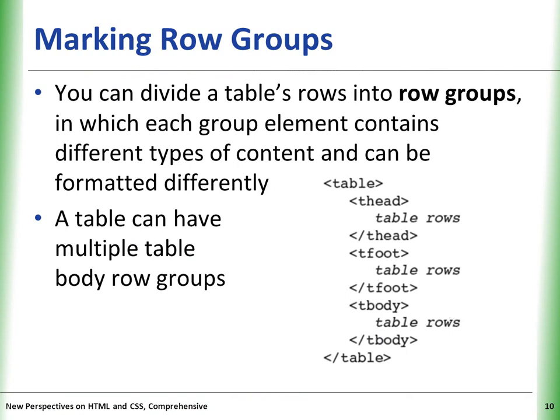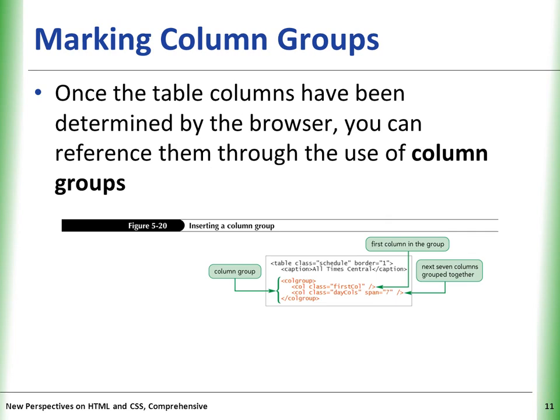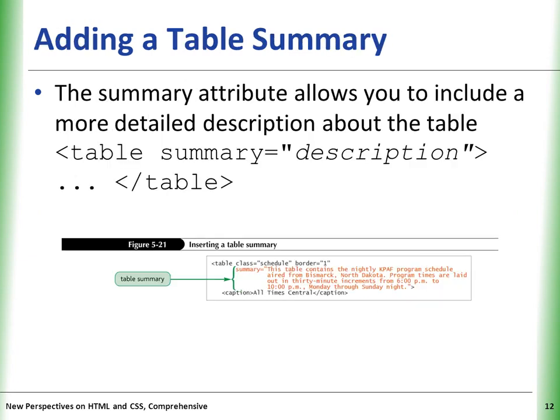These are standard tags. I didn't make these up like I did, section or anything that has a pound sign in front of it. These are standard: table head, table foot, table body. And you can have multiple table body row groups, and you can have column groups. The same thing. You can have first col, but you just have to name them. Whereas the row groups have standard names. The column groups, you name them.